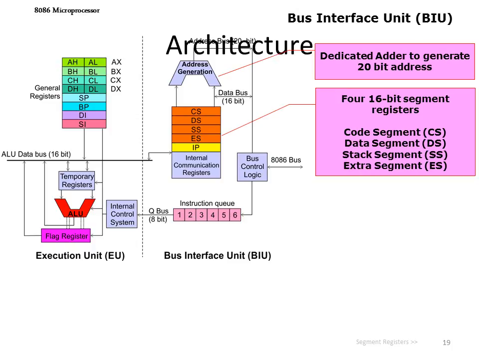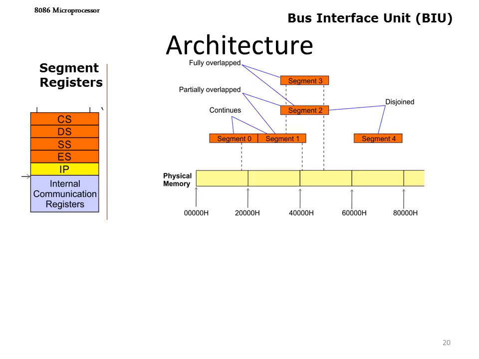There is a dedicated adder to generate the 20-bit address, and there are four 16-bit segment registers that are code segment, data segment, stack segment, and extra segment. Segment registers are performed either as overlapped segments or non-overlapped segments.